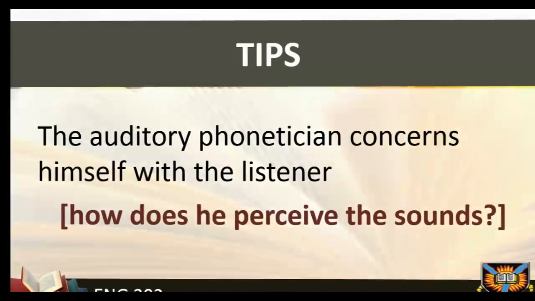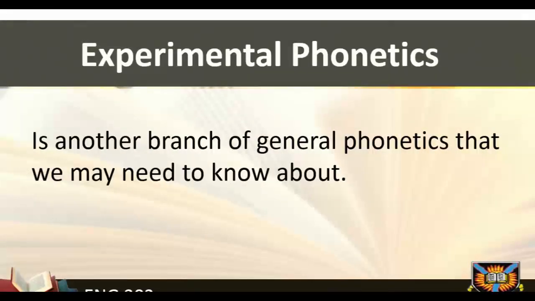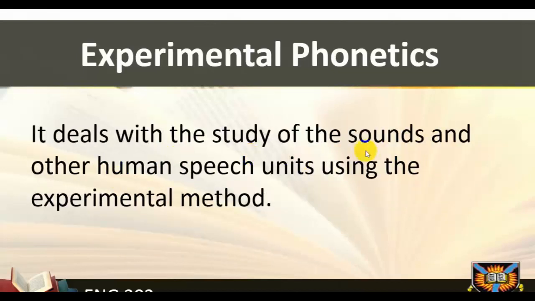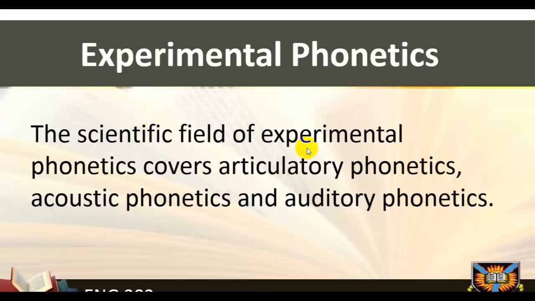Experimental phonetics is another branch of general phonetics that we may need to know about. It is often not listed with the previous three we discussed because it covers the three in scope, and it is basically about experiments in the three subfields. It deals with the study of the sound and other human units using the experimental method. The scientific field of experimental phonetics covers articulatory phonetics, acoustic phonetics, and auditory phonetics.